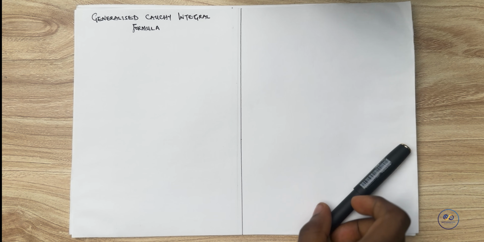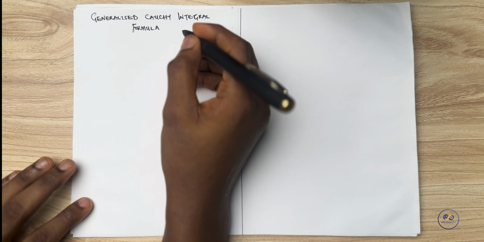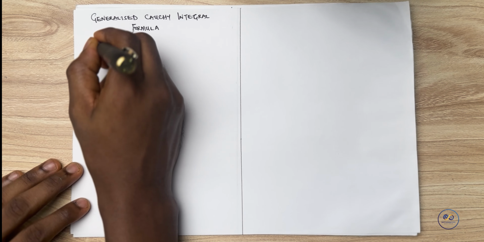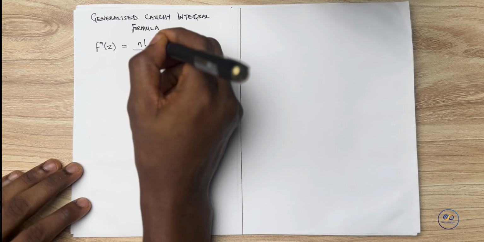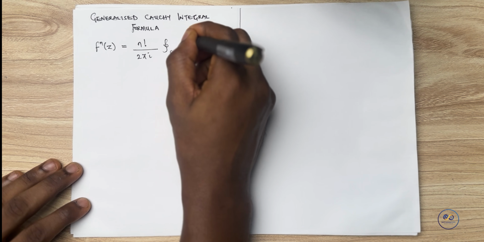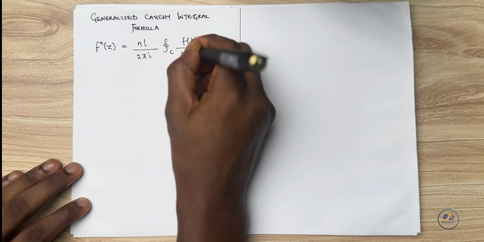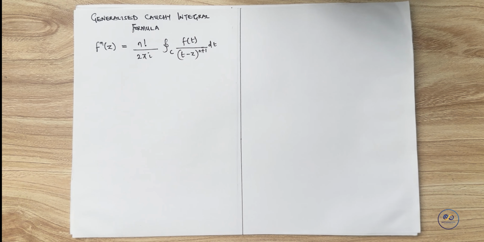Now, remember that in our video on the higher derivatives of an analytic function, which we did earlier, if you have not looked at it, please make sure to check it out. We derived the generalized Cauchy integral formula as f^n(z) equals n factorial divided by 2 pi i integral over c of f(t) divided by (t minus z)^(n+1) dt. Right, this is the formula we generated at the end of that video.